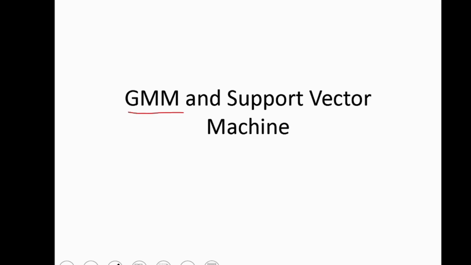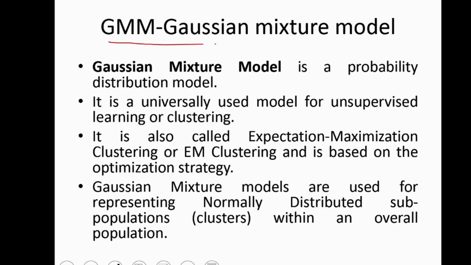GMM stands for Gaussian Mixture Model, and the next topic is support vector machine. So our first topic, that is Gaussian Mixture Model, is actually a probability distribution model. We saw that in the previous case it was based on a supervised learning algorithm, but here Gaussian Mixture Model is based on unsupervised learning or clustering.